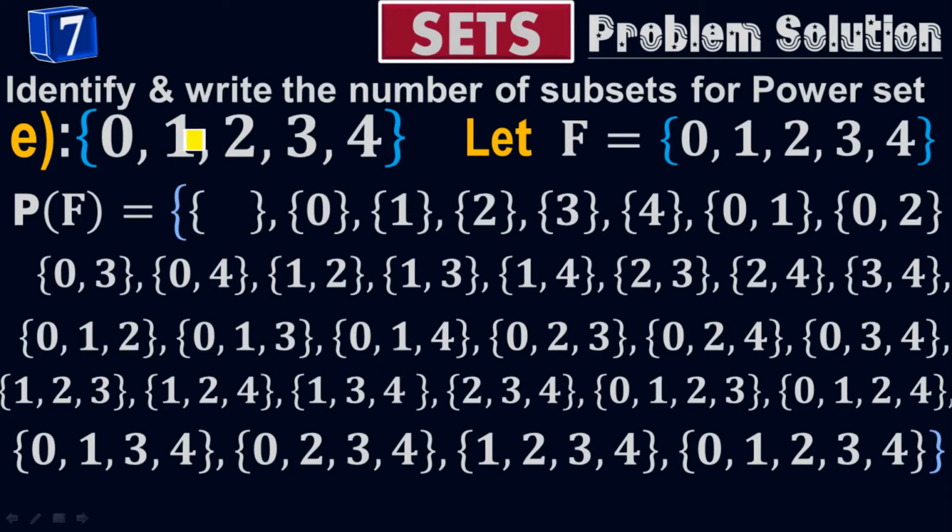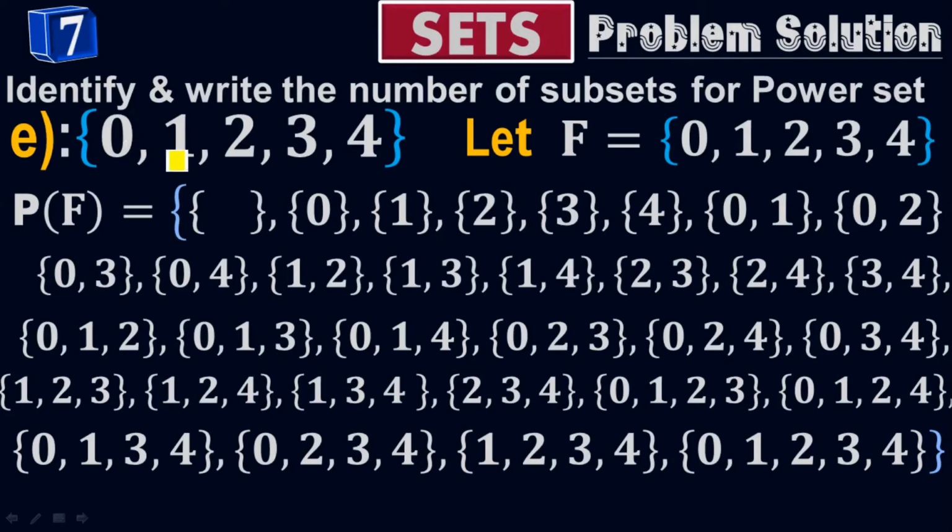Now skip 1 and take 2 with the 0: 0, 2. So I will take 0, 2 with the 3 and then with the 4: 0, 2, 3, 0, 2, 4. Now skip 2 and take 3 with the 0 and also with the 4: 0, 3, 4.